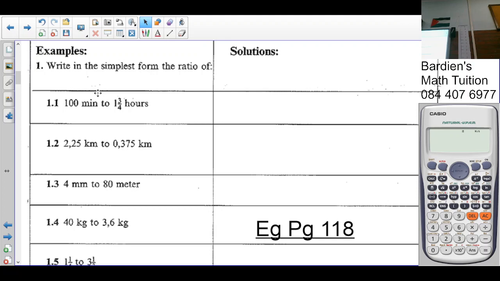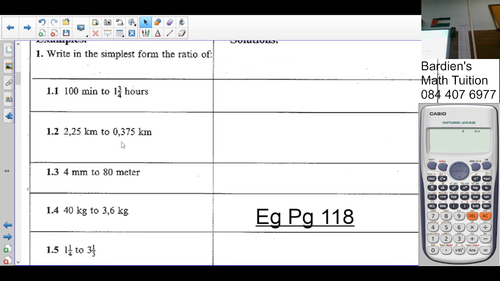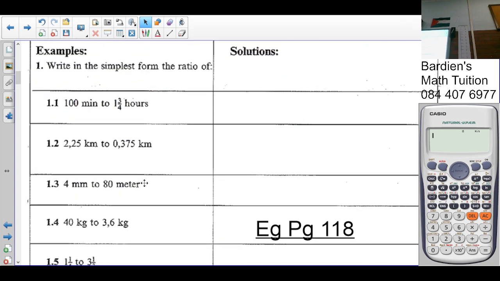For the first 5 sums, I think it's only 5. So you're going to do that for me now. You guys know what to do. I'm just going to draw this table for myself, then we will set it up from there and I'll explain how it works.